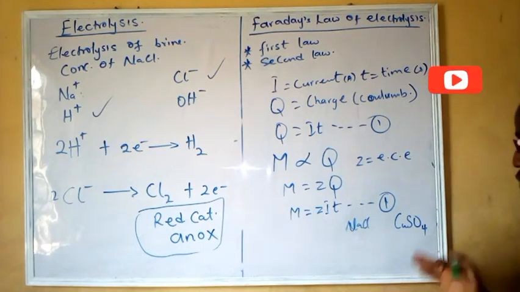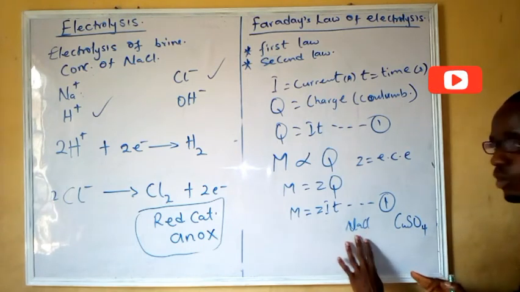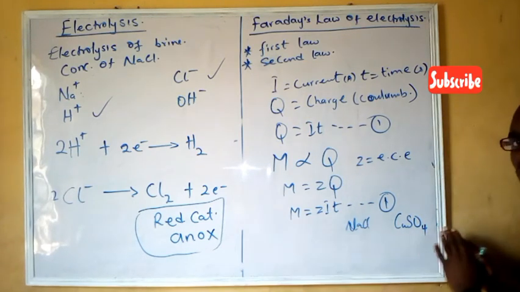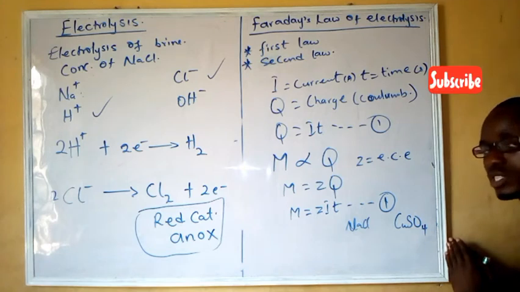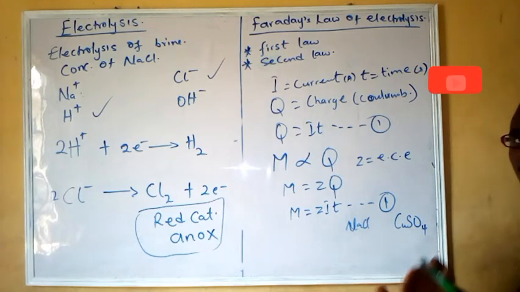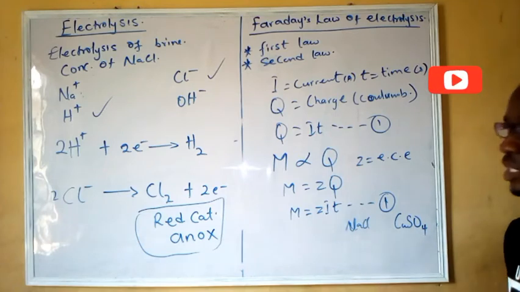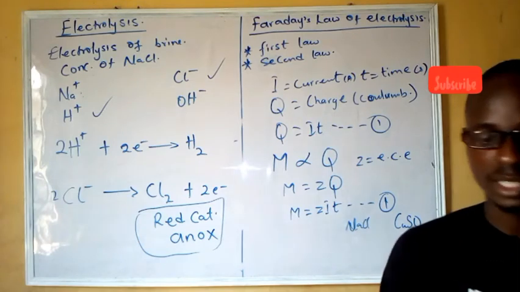The number of moles of element Na that will be discharged, and the number of moles of element Cu that will be discharged in the process, is inversely proportional to the charge on the ion of this element. That is what Faraday's second law states. So what does that mean?